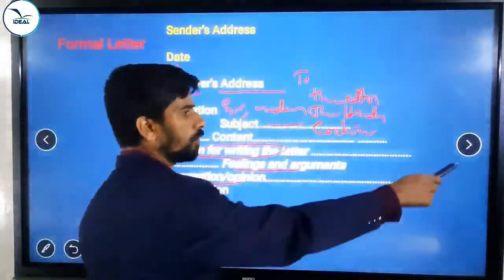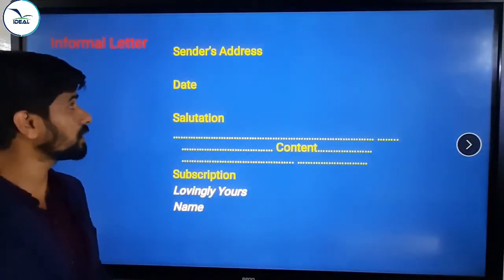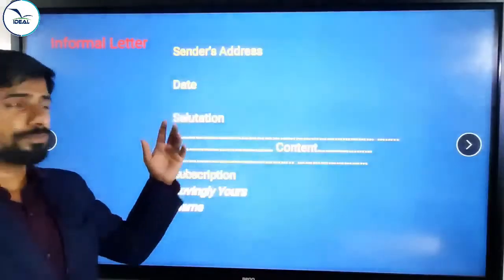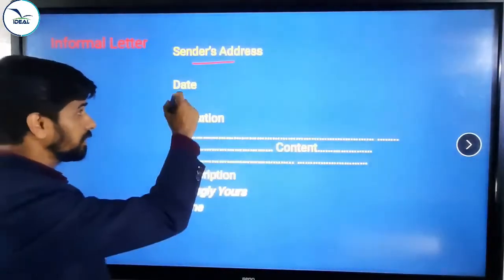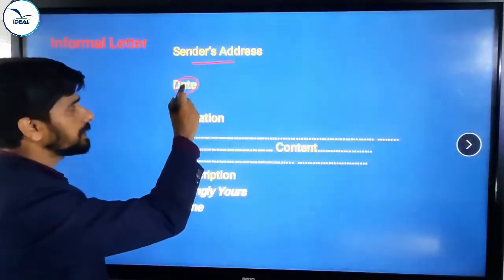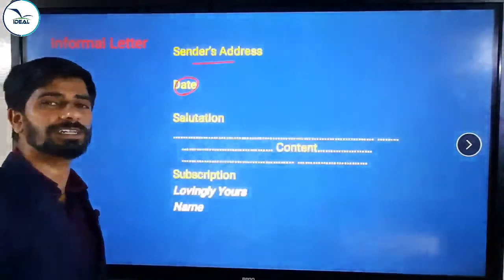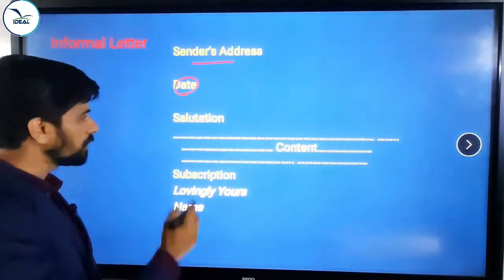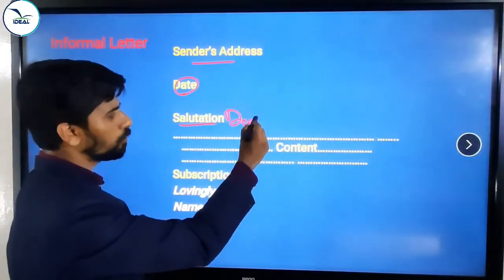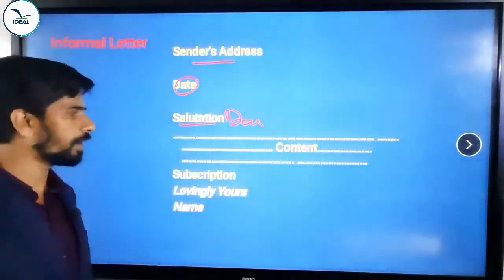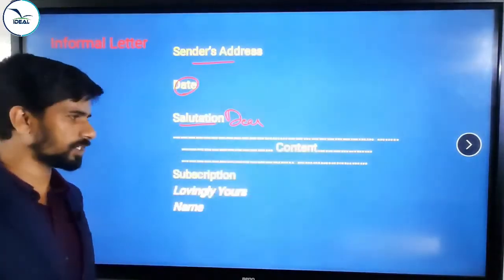Okay, let's see how we prepare a personal letter or informal letter. We begin with sender's address as we did in the formal letter. Later, in the second part, we write the date, leaving a space. Then we do not write the receiver's address here. We directly start with dear uncle, dear mom, dear father, to whomever we write the letter. We start with dear, then we write the content, right?